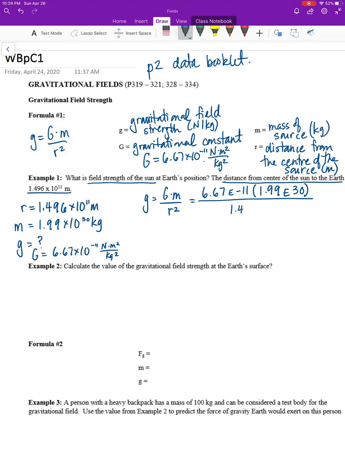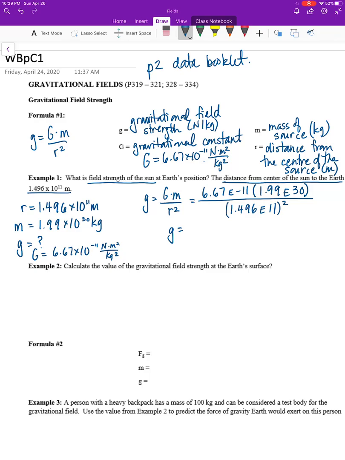So 1.496 e to the 11, and then you're going to square it. Because we use the e key, we don't have to worry about using those brackets. So now when you get your answer and you round it, and we're always going to be rounding to 3 digits, well, actually, let's write down what we get without rounding.